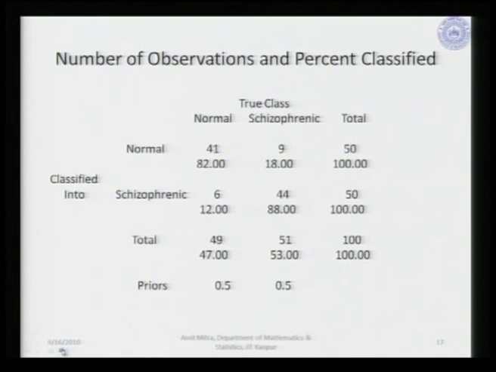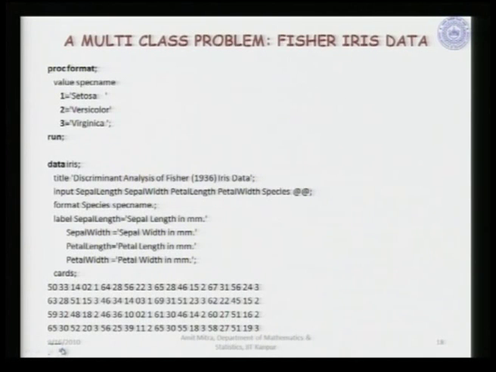It is interesting to look at the confusion matrix and how it is behaving. So we see that this is what we have, the true class membership. 41 out of 49 are correctly classified, 44 out of 51 are correctly classified, and these are wrong classifications using a nearest neighbor classifier. Now we have a multi-class problem, maybe we will take it in the next lecture.